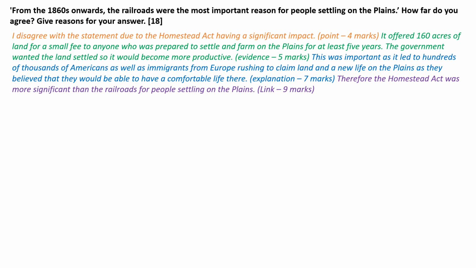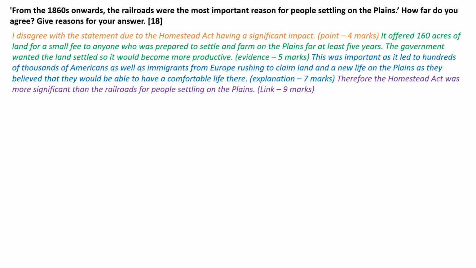We're going to show we know what the Homestead Act actually was. It offered 160 acres of land for a small fee to anyone who was prepared to settle and farm on the plains for at least 5 years. The government wanted the land settled so it would become more productive. At this point, we've got evidence. We're showing the examiner that we know what the Homestead Act is, but because we are only describing, we're not explaining why that led to people settling on the plains. We are at this point at 5 marks.